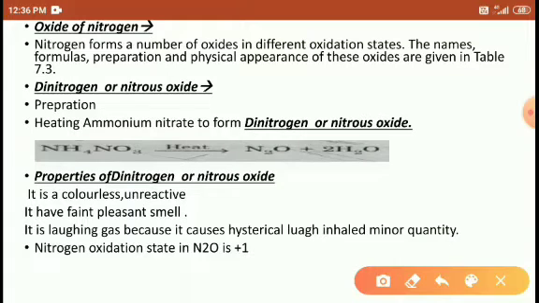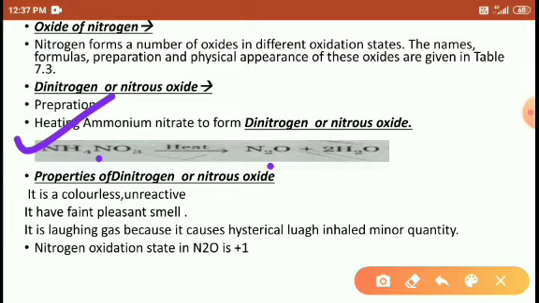Oxides of nitrogen. Next heading is oxides of nitrogen, students. So here nitrogen forms the oxides. The names of the oxides, formulas, and physical properties I will give you here. The first one is dinitrogen, or you may say nitrous oxide. The preparation: when ammonium nitrate is heated, it forms dinitrogen or nitrous oxide.